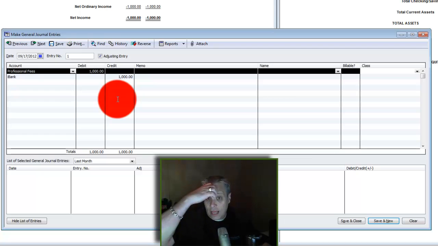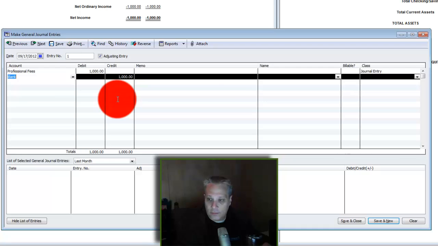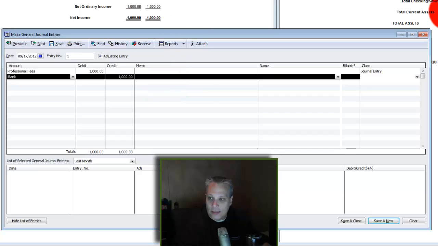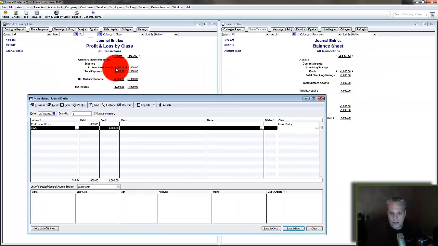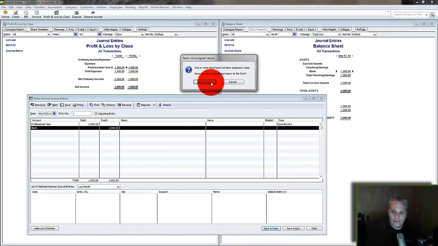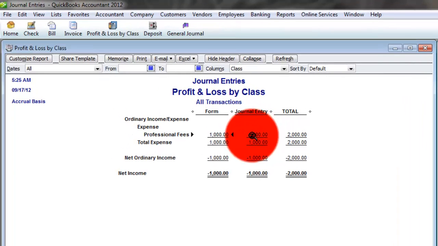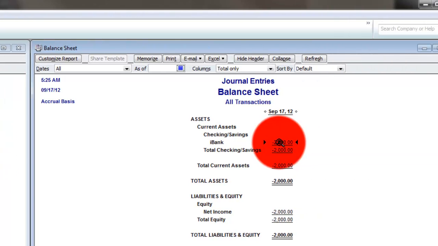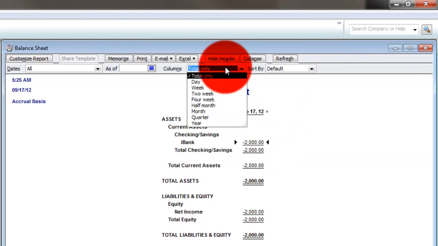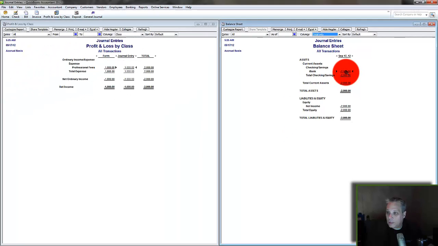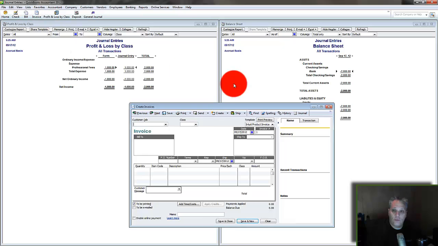Let's put in the class now. The class is really most important for the expense side, and the class on this is going to be journal entry. Okay, this way it becomes very clear. When I hit save and close, we're going to get the same thing. We're going to actually double the negative balance in the bank account. We're going to double the professional fees expense in total, but you'll see it broken out by class. There it is. See? It's like magic. The journal entry does the exact same thing. See if I can total this by class. Didn't think so.